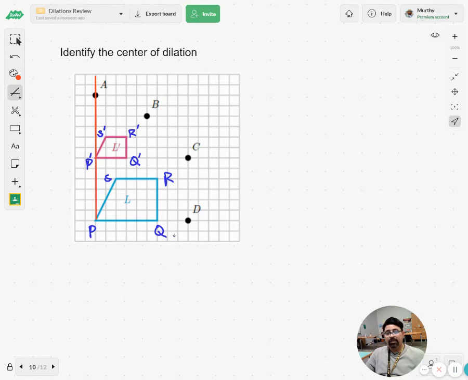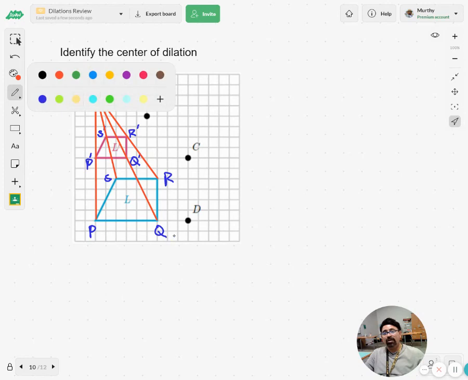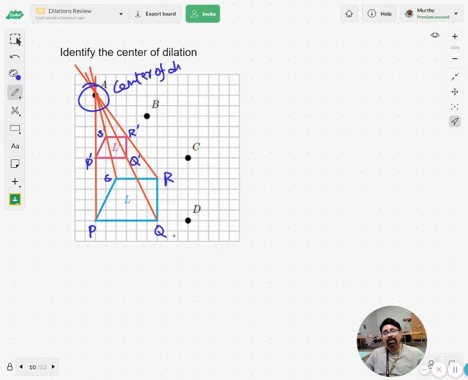Okay, then join Q prime, and further extend R prime, and extend S prime. So technically you are taking all the points, and then you are extending. You see that all these points are meeting at one particular point. This point is called the center of dilation. I repeat, this point is called the center of dilation. So this point is the center of dilation.